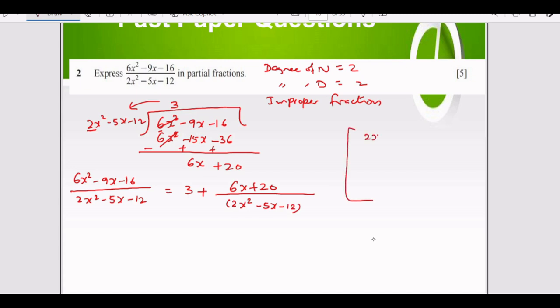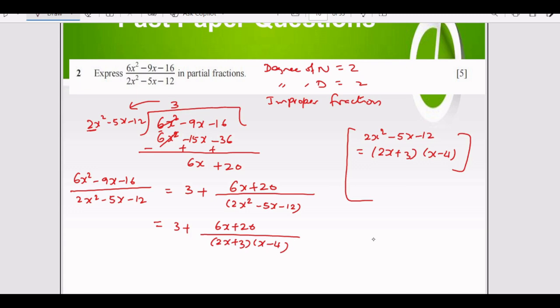This 2x squared minus 5x minus 12 can be factorized here. The factors of this are 2x plus 3 and x minus 4, right? We will use this one. So this becomes 3 plus 6x plus 20 over 2x plus 3 and x minus 4. Now the first part is the same, and we are going to use partial fractions.